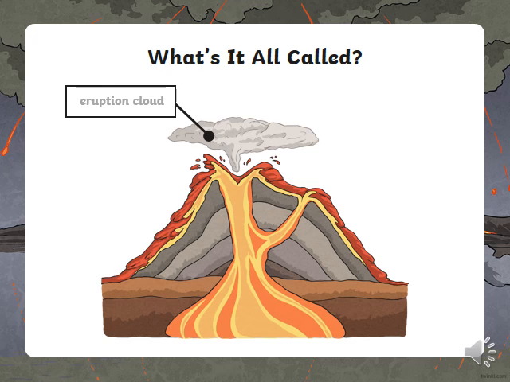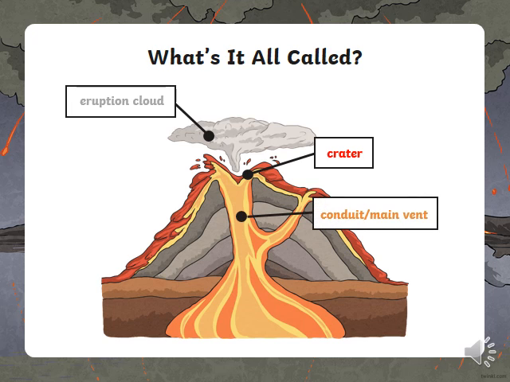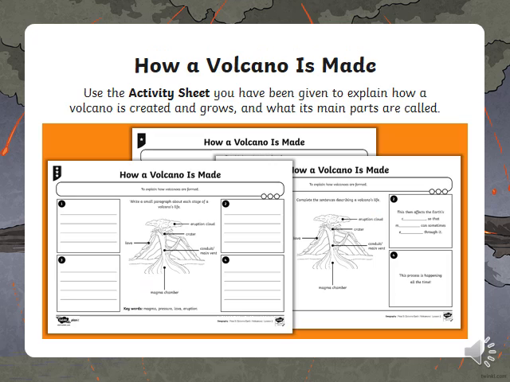So we have the eruption cloud, which is all the ash and the black smoke that comes out after a volcano has erupted. Think about the video you watched. The crater is where it comes from. The conduit, or the main vent, is where the majority of the lava is coming from. And the magma chamber is where it starts.